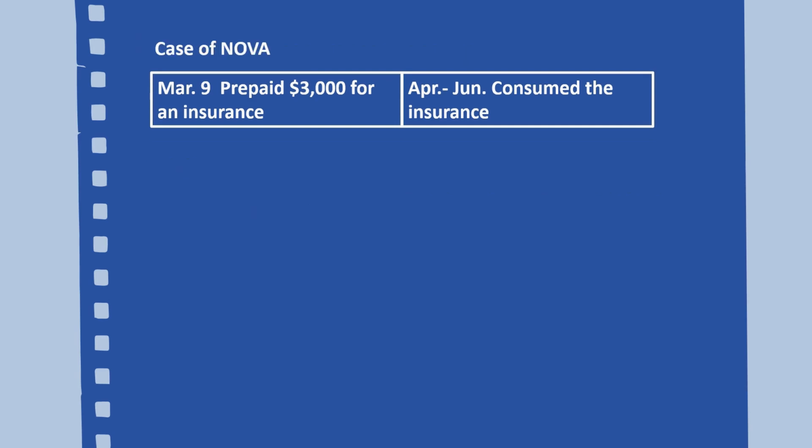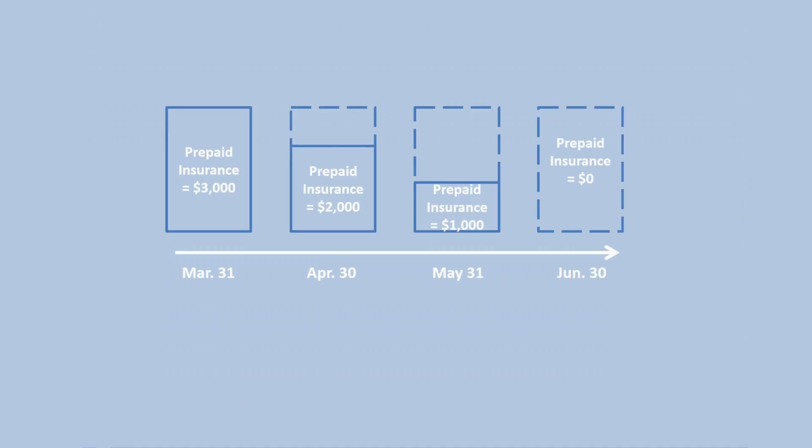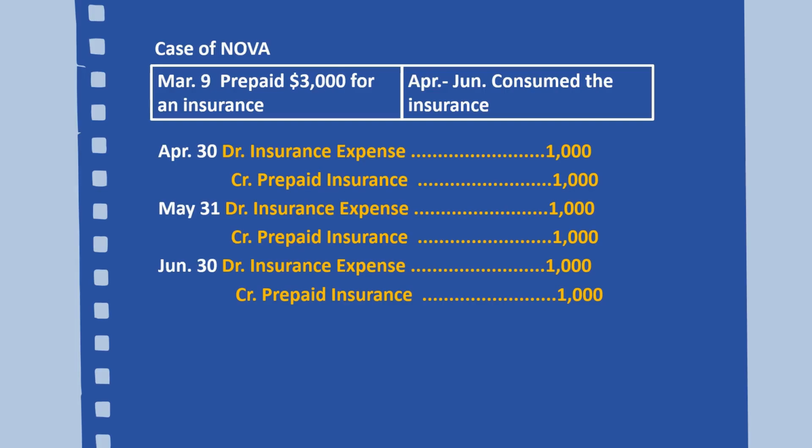Welcome back. On March 9th, Nova prepaid $3,000 for 3 months of insurance. To record this, we debit prepaid insurance and credit cash. From April to June, Nova gradually consumed the insurance protection. The monthly consumption? $1,000. So, at the end of each month, we debit insurance expense and credit prepaid insurance.